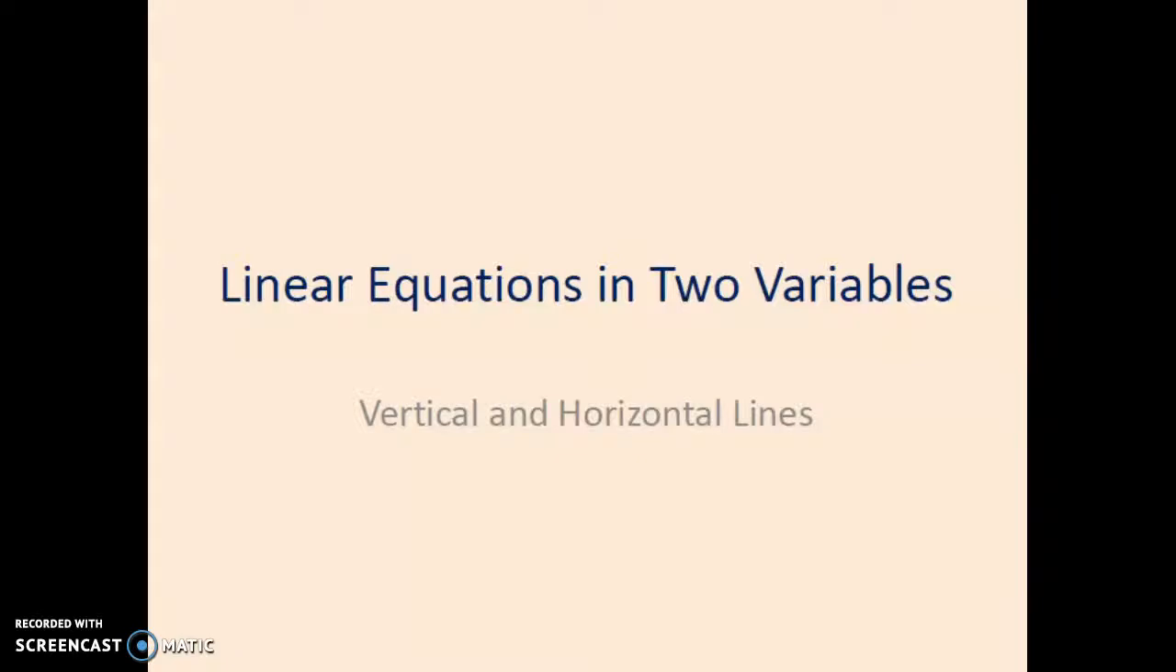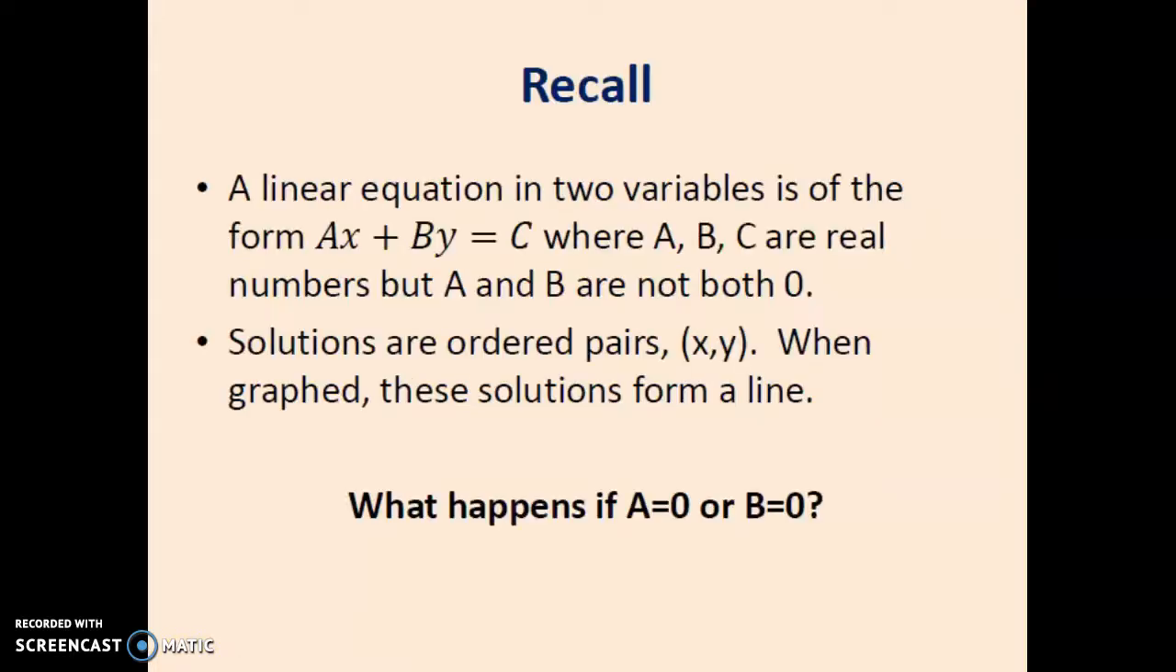In this video, we'll talk about how to graph linear equations in two variables, focusing on vertical and horizontal lines. So let's first recall that a linear equation in two variables is of the form ax plus by equals c, where a, b, and c are real numbers, but a and b are not both 0. Solutions to this equation are ordered pairs in the form (x, y), and when graphed, the solutions form a line.